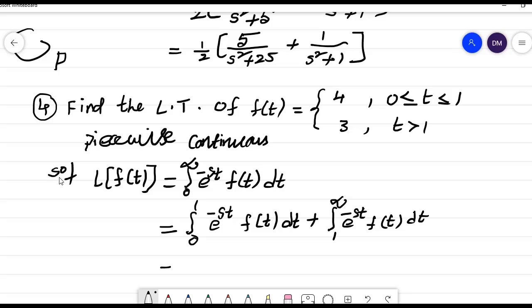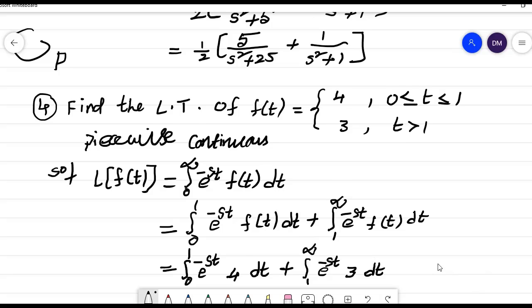Now in the range 0 to 1, the value of f of t is 4, right? So integral 0 to 1 e power minus st, and in the place of f of t we write 4 into dt, plus integral 1 to infinity e power minus st. For t greater than 1, meaning the range 1 to infinity, the value of f of t is 3. So here you can write 3 into dt.